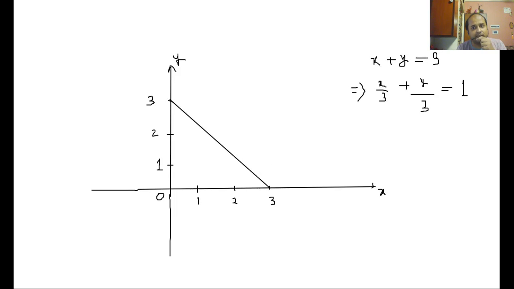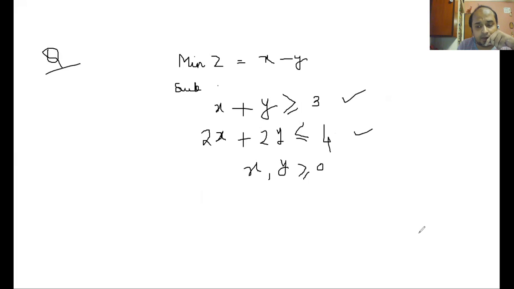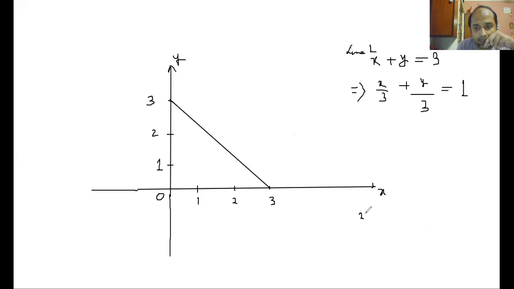We can name this straight line as line 1. One straight line has been drawn. What is the other straight line? Let me draw it now. The other straight line is 2x plus 2y less than or equal to 4. Okay, so let me write the straight line: 2x plus 2y is equal to 4.